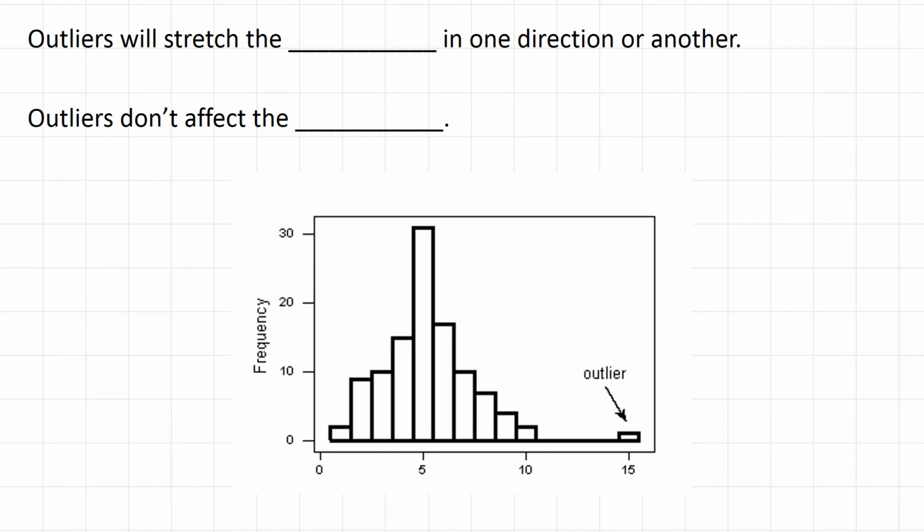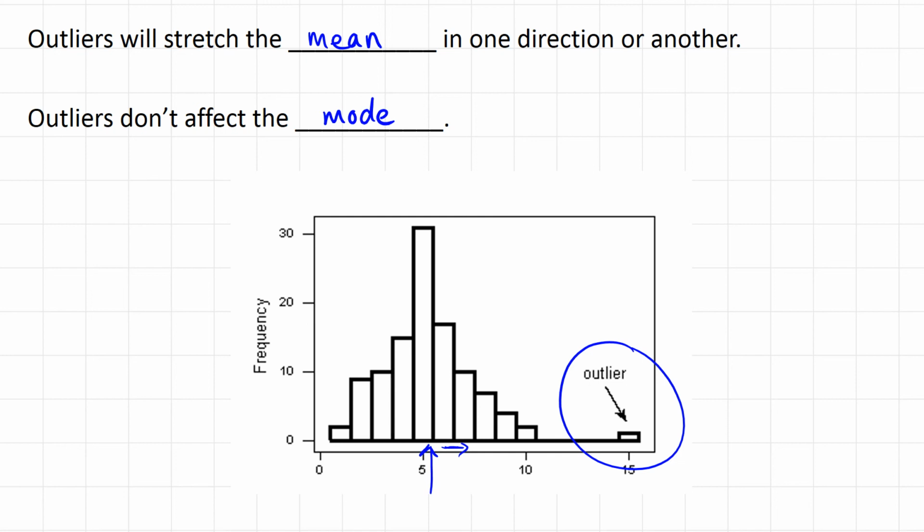Outliers in a histogram will stretch the mean in one direction or another. And so here's an example. We have a histogram below, and we see this outlier sitting out here. The mean's going to be somewhere in the bulk of this data, and the outlier will stretch it a little bit to the right somehow. But outliers don't affect the mode.